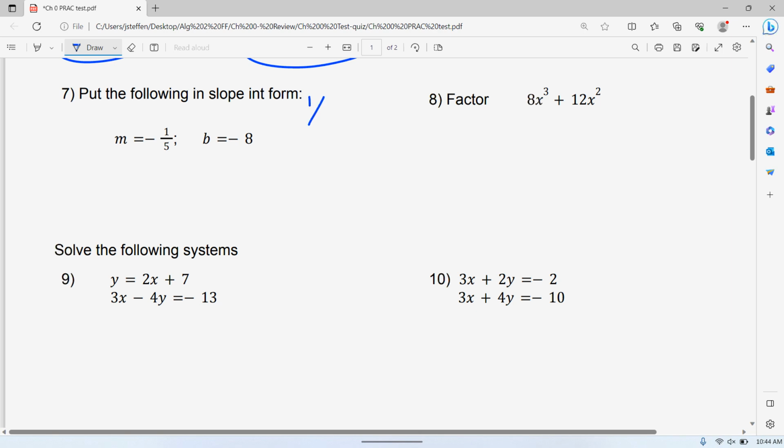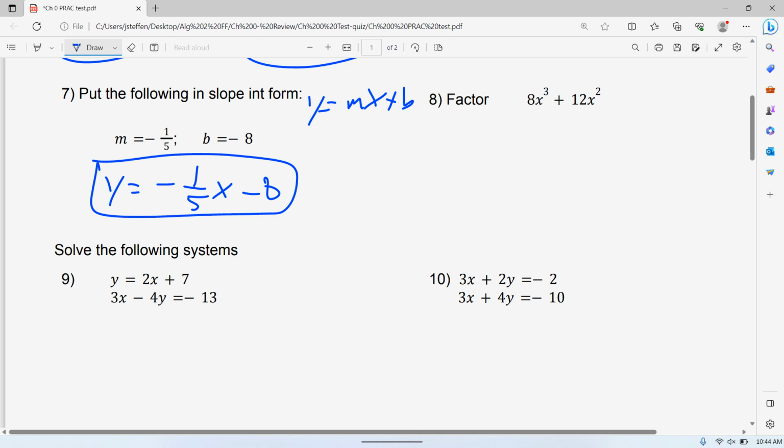Slope-intercept form is y is equal to mx plus b. If you put negative 8, I can live with that, but you're going to want to get in the habit of putting the minus 8.